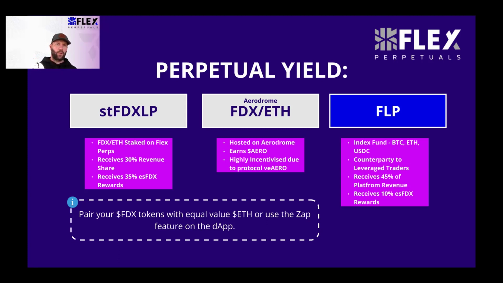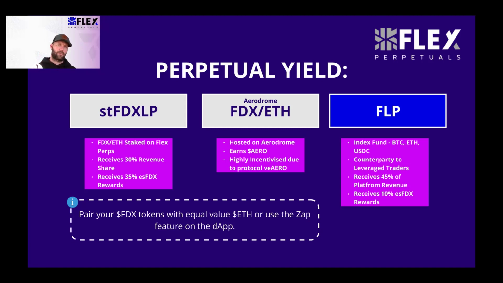So this is the pool. Those that are in the seed round, you will automatically be in this pool. The seed round investors don't get the incentive rewards, they just get the revenue share. If you're in the TGE, so if you get in early in the TGE and you pair your FDX with ETH, then you can stake in this pool and you would get the full 30% revenue plus the 35% of the incentivized rewards.